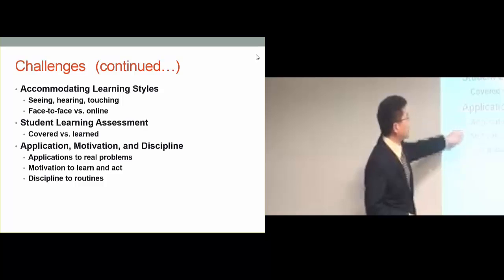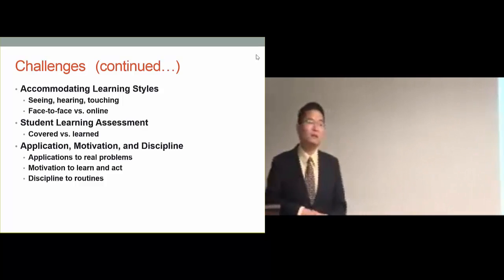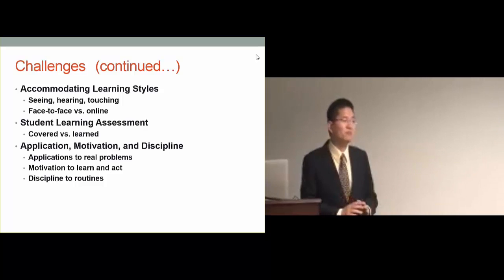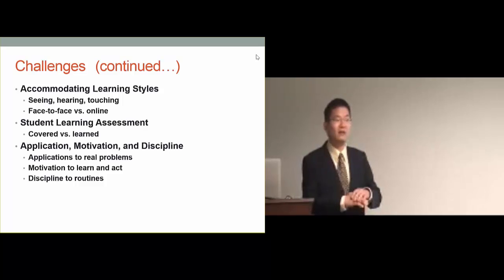The next one is application, motivation, and discipline. The application for our discrete mathematics is so broad. Like I mentioned earlier, you can find applications to real problems. But the students don't feel that way. If you don't cover this in class, they don't think this is useful. They will ask you, why do we learn this rule? You write a beautiful formula, but why should I learn it? Why should I know it, right?